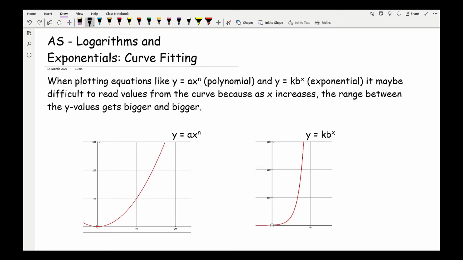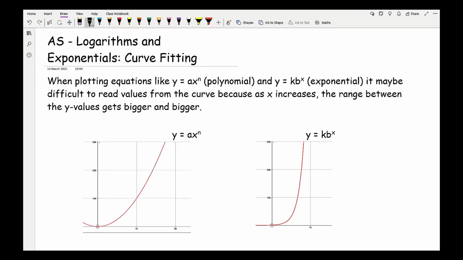And then similarly with exponential graphs, where you've got kb to the power of x, where k and b are just constants, you can see that as x increases, even in small increments, the values of y are massively different to each other, and the range of those values is going to be difficult, making it again very difficult to read.